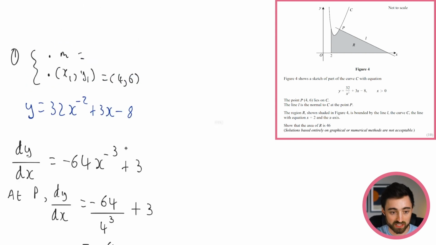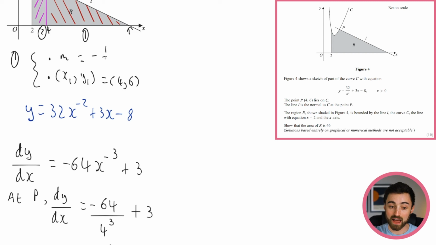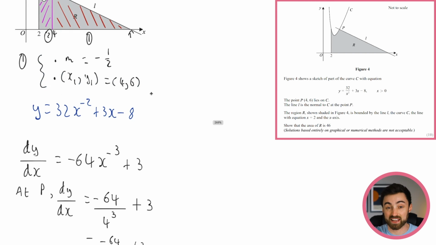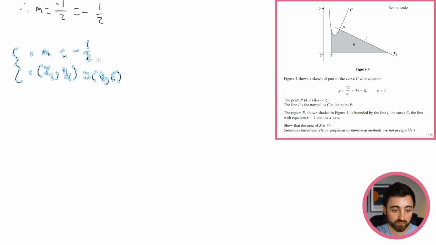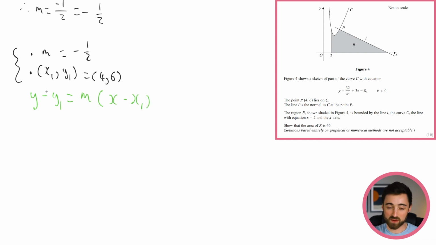So going back to what I want here, I've got my m and I've got my point. If I was to grab this bit here, I can get the equation of this line, because straight away I can go into y minus y1 equals m times x minus x1. We all know I like this. y equals mx plus c is okay, but I prefer this. So what we're going to do is y minus y1, which is 6, m is minus a half, x minus x1, which is 4.